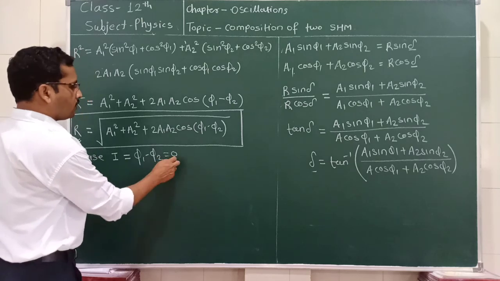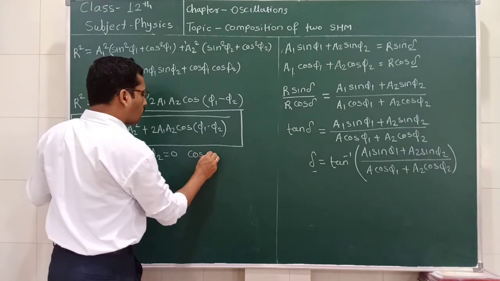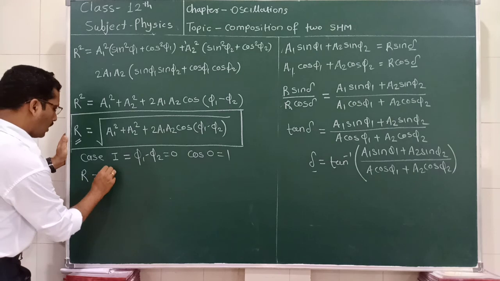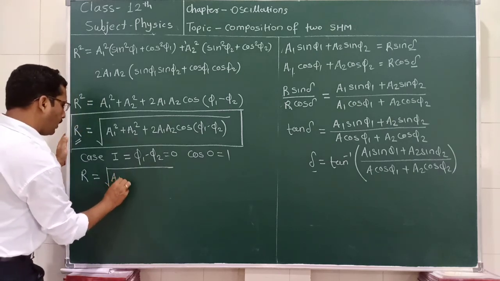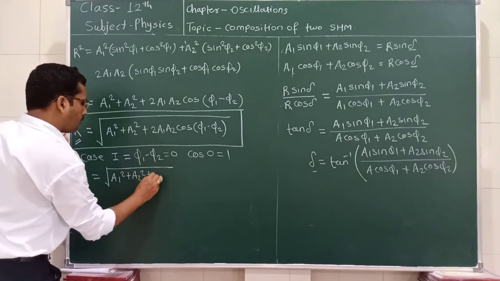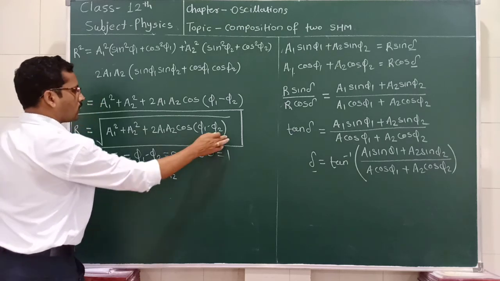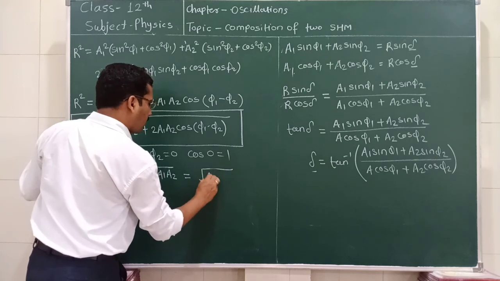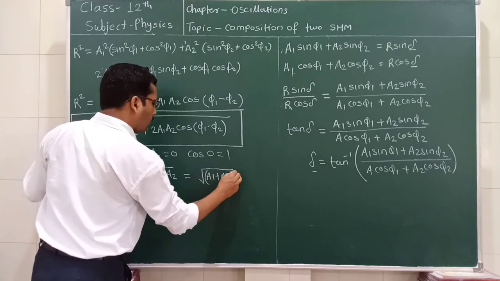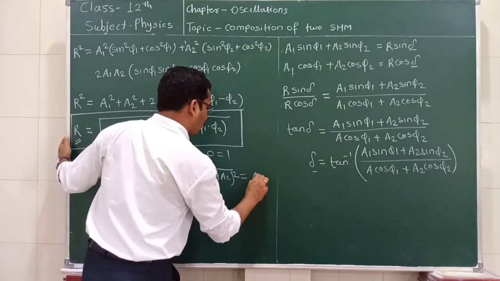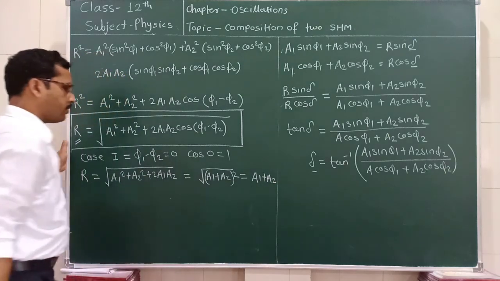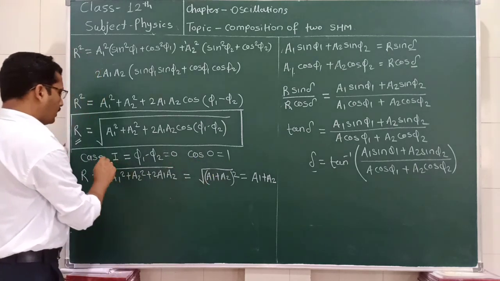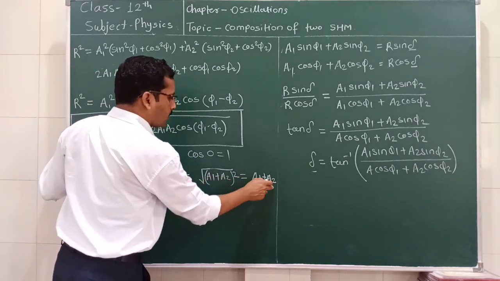So if phi 1 minus phi 2 is equal to 0, then cos 0 is equal to 1. So this R is equal to under root A1 square plus A2 square plus twice A1 A2, and this cos of 0 is equal to 1. This is nothing but the square root of A1 plus A2 whole square, which is equal to A1 plus A2. So this is case 1, in which phi 1 minus phi 2 is equal to 0, then cos 0 is equal to 1, and due to this condition the resultant amplitude comes A1 plus A2.